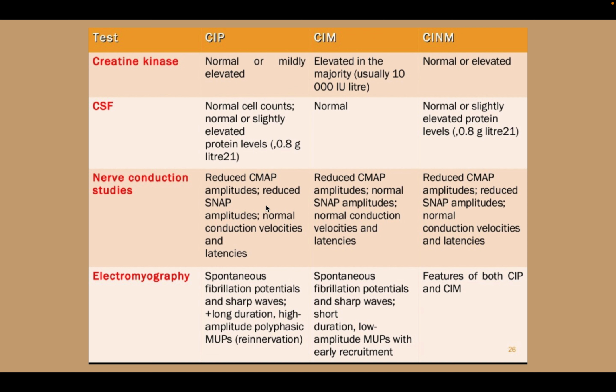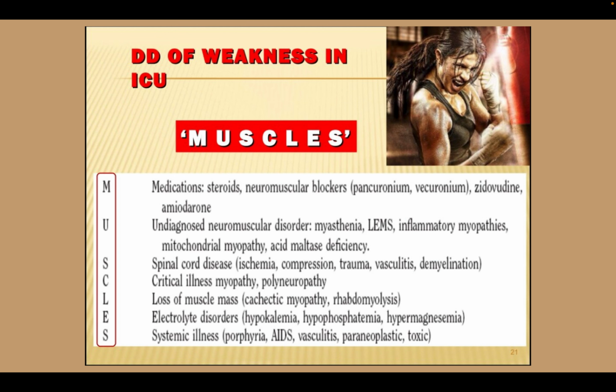We have just seen how you can differentiate between critical illness polyneuropathy where you have a reduced SNAP, whereas in critical illness myopathy there could be normal SNAP, and this is what we discussed some time back. So what are the differentials of weakness in ICU? As far as muscles are concerned, we look at medications, the undiagnosed kind of neuromuscular disorder, and this is a mnemonic actually, MUSCLES. So the differential diagnosis of weakness in ICU, very easy to remember, is MUSCLES. So this is a mnemonic.